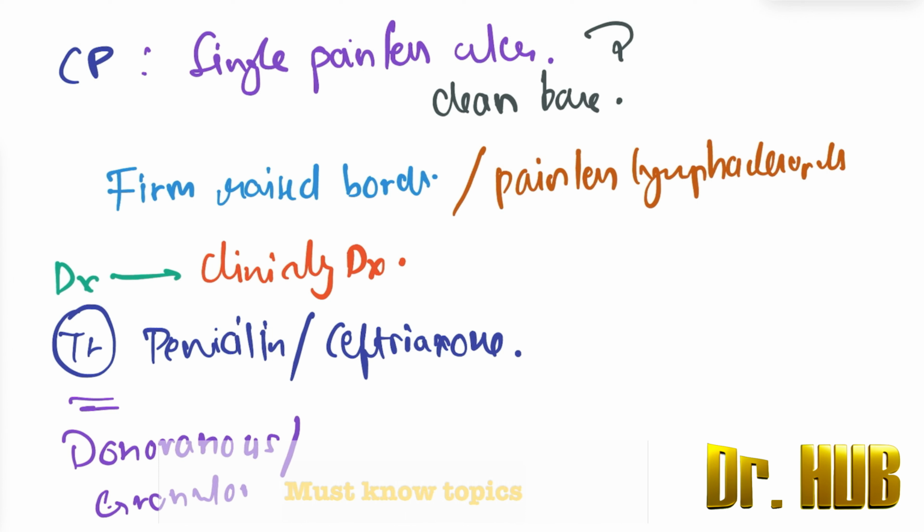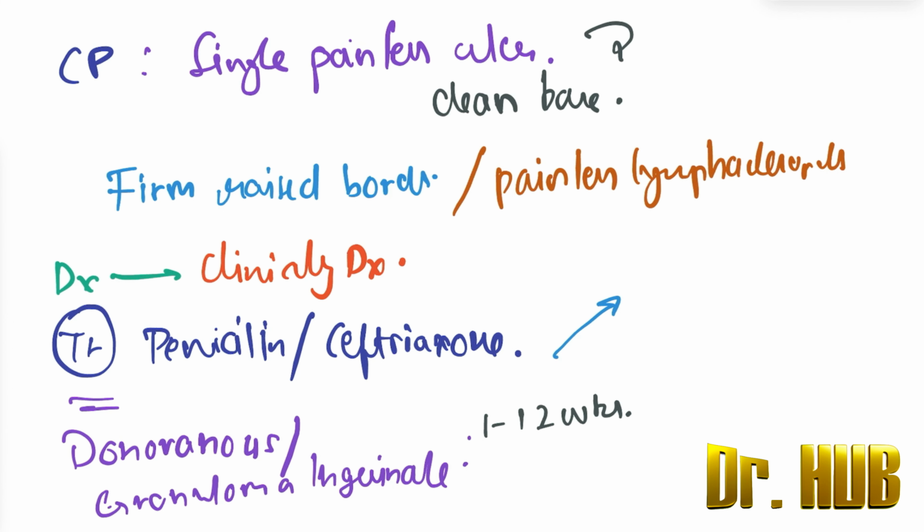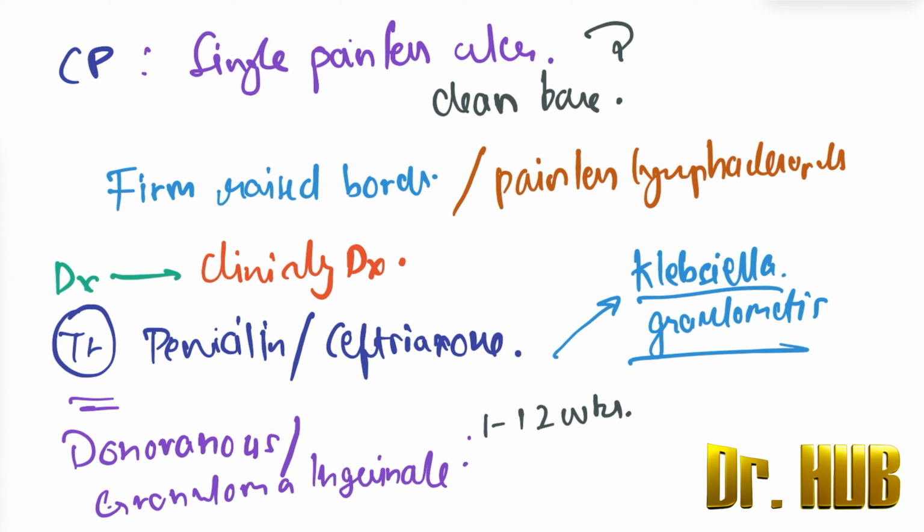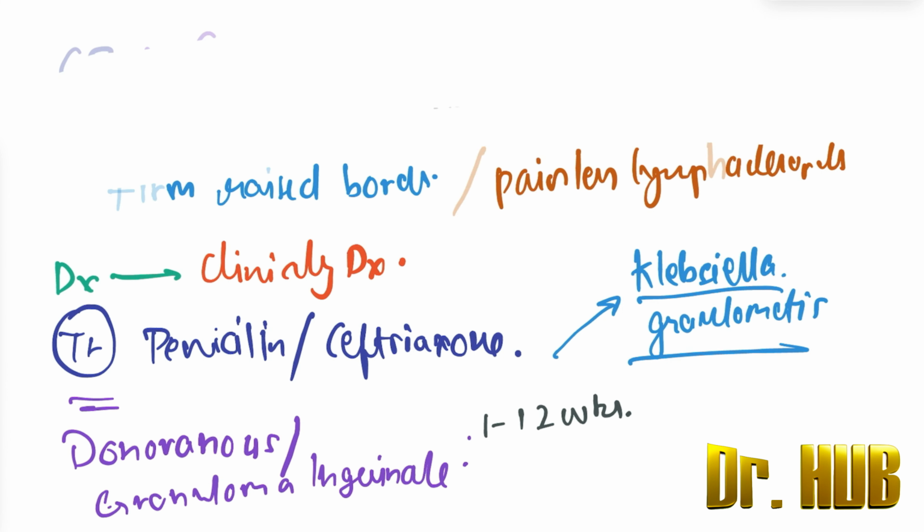Donovanosis, or granuloma inguinale. Here it has an incubation period of 1 to 12 weeks. So what is the organism here? The organism is Klebsiella granulomatis.